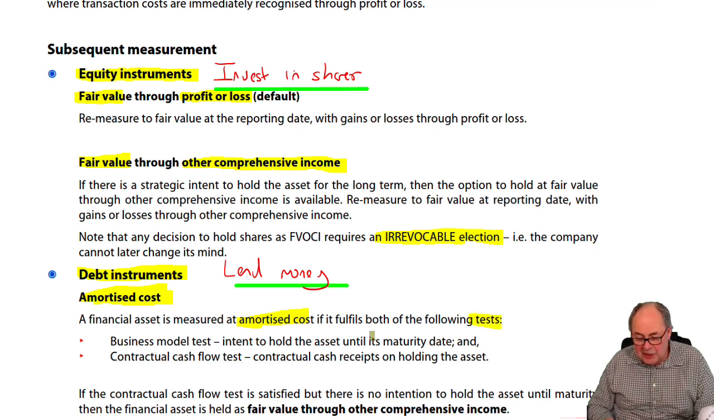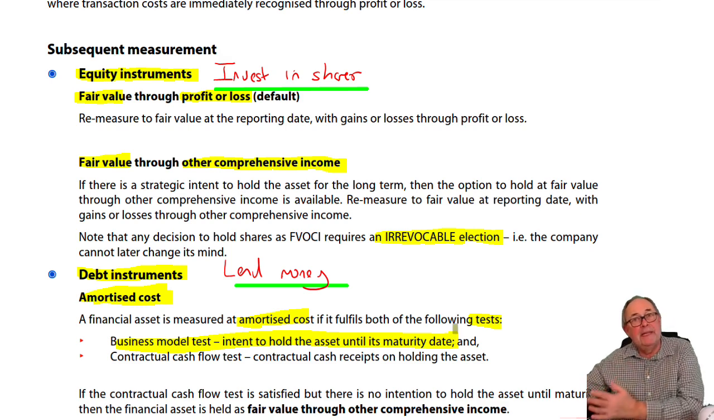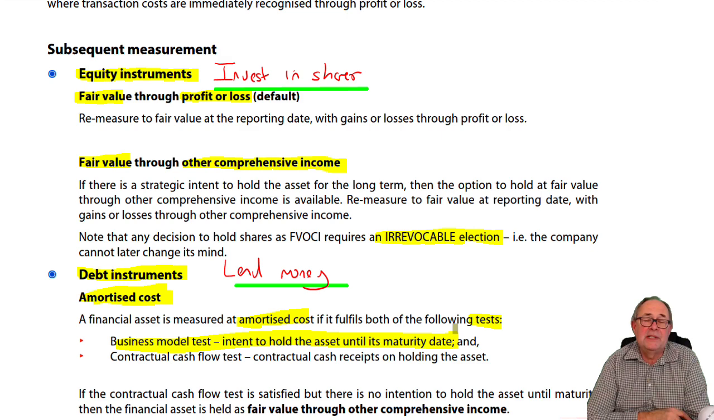The test that's really relevant in the exam is this one. If you simply lend the money, intend to wait with the loan until it's repaid, then it's amortized cost. It may be that you're something like a bond dealer, so you buy and sell these bonds all the time, in which case the fair value would be more relevant.